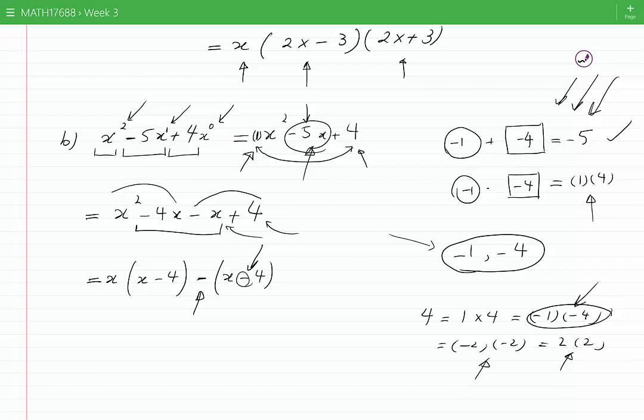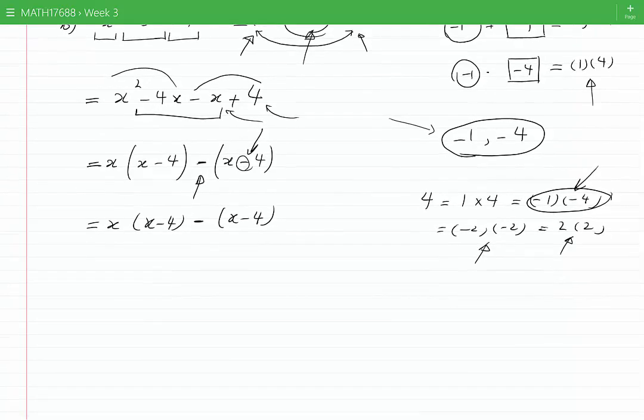Let me rewrite the expression one more time. x times (x minus 4) minus (x minus 4). Now here we have two terms. This is one term and this is the other term. These two terms share a factor, and that is x minus 4. I will take x minus 4 out of both these terms.